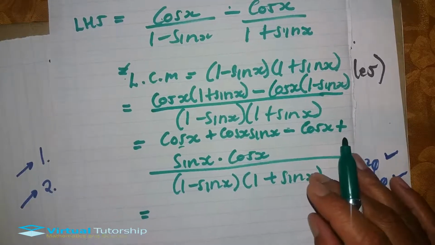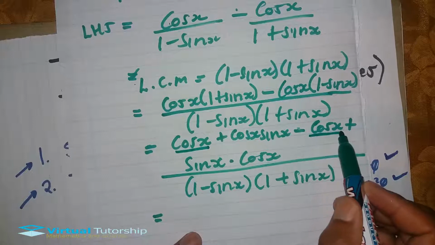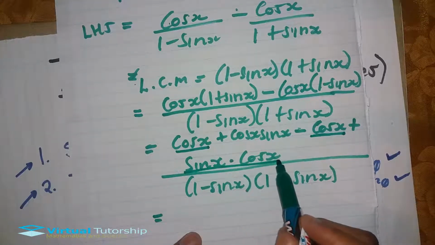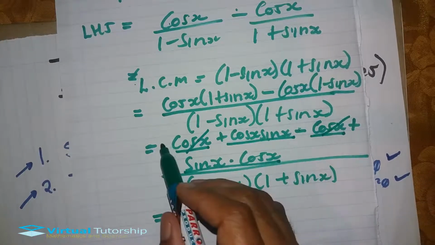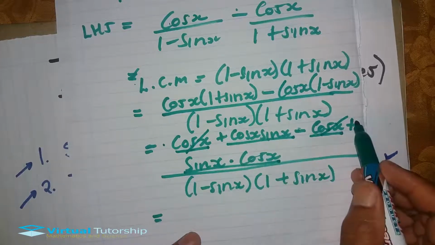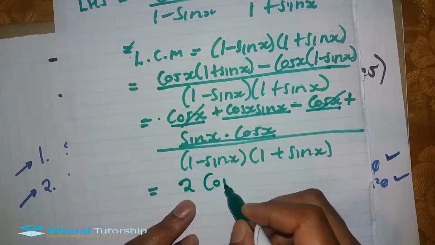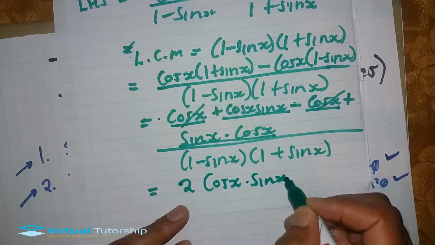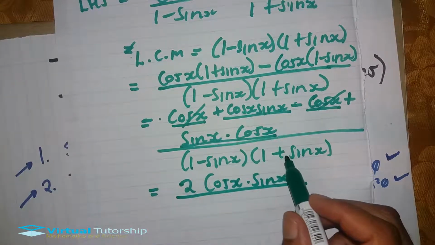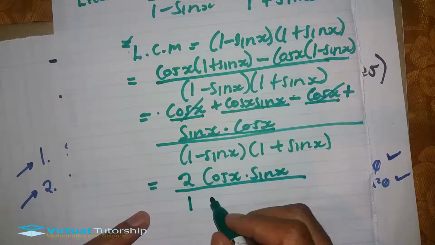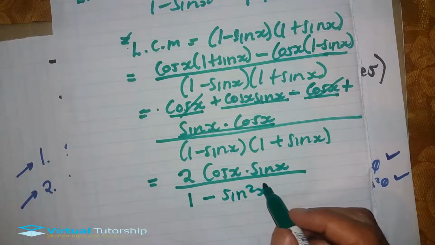Right, let's do so. The cos x terms cancel, and the sine x cos x terms are like terms. This one cancels with that one because it's negative and positive, while these are positive and positive, so we add and combine them to give 2 cos x sin x, all over this bracket multiplied by that bracket, which gives something like 1 minus sine squared x.